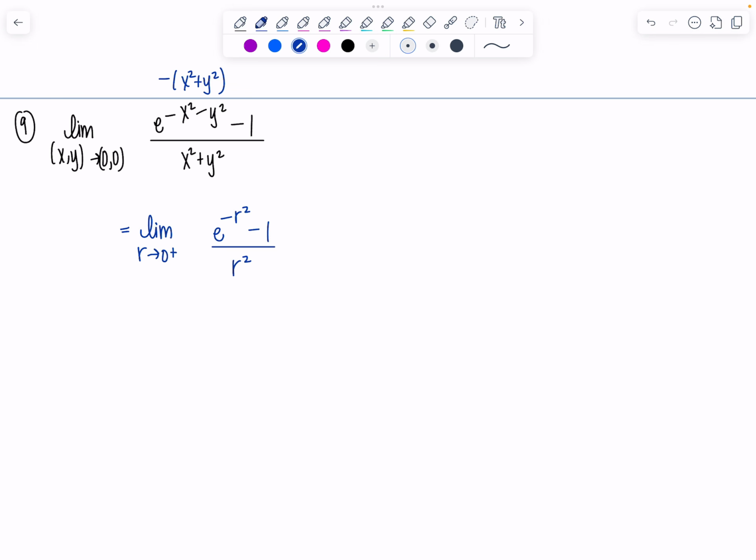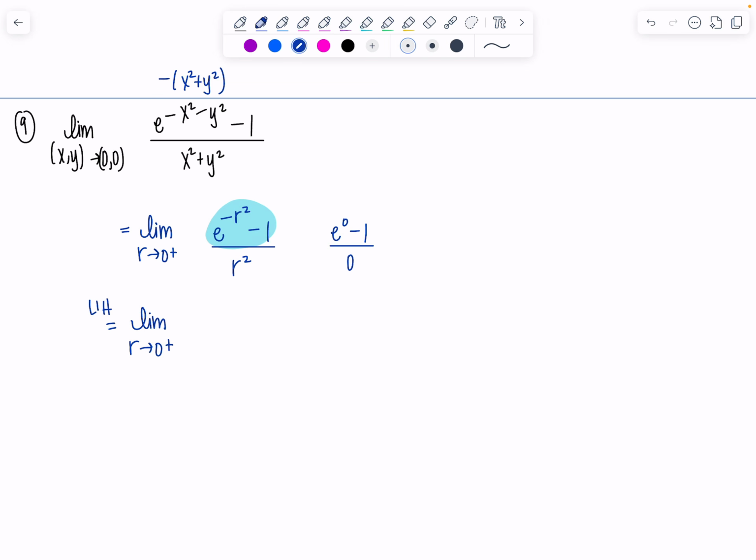Okay, let's try direct substitution. That would be e to the 0 minus 1 over 0. Uh-oh, that's 0 over 0, right? Oh, but I can do L'Hopital's rule when I have 0 over 0. This is exciting. So we have limit, r approaches 0 from the right. L'Hopital's rule is the illegal quotient rule. You just do derivative of the top over derivative of the bottom.